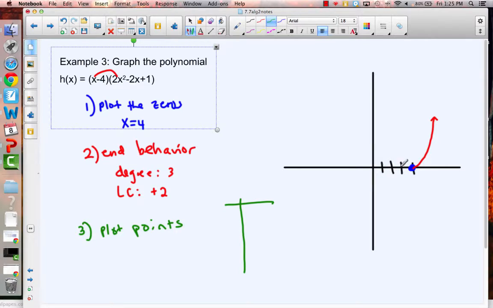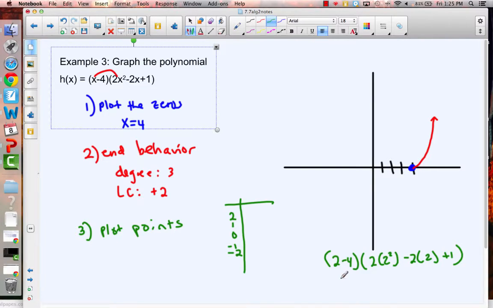So I'm going to go ahead and pick something like positive 2, 0, negative 2, and so forth to try to graph. And you may need more points to get an idea of where your curves are going to be. So when I do this, and maybe I even pick 2, 1, and then maybe negative 1 as well, just to get an idea. So when I plug in 2 into my equation, I get 2 minus 4, times 2 times 2 squared minus 2 times 2 plus 1.